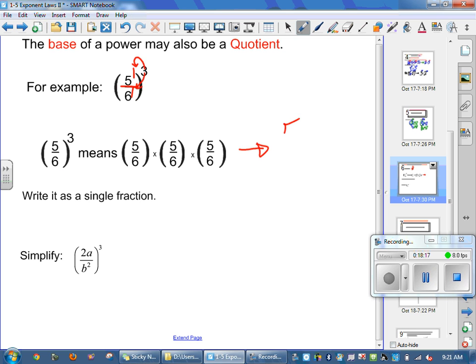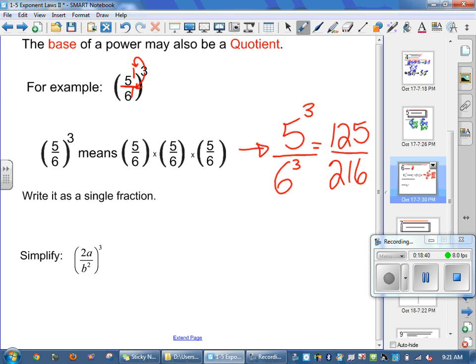Good. Now, what's 5 cubed? How would I solve this? What is 5 cubed? 5 times 5 times 5. What do you get? 125. On the bottom, you have 6 times 6 times 6. 216. Good. Now, you're going to see if those will divide and go any smaller, and they won't. Okay, that will be lowest form.